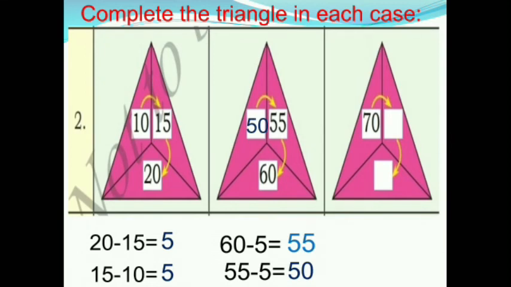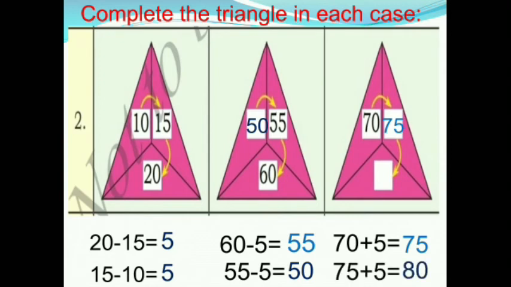In next triangle we have 70. To find the next number, add 5 to 70. 70 plus 5, 75. So we will write 75. Next we should add 75 to 5. 75 plus 5, 80. So we will write 80.